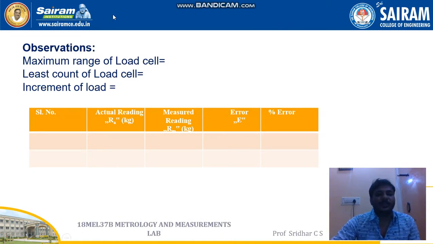In the observation, first we need to note down the maximum range of the load cell, the least count of the load cell, and the increment of load, that is, how much we are going to increment the load. Then we have the serial number, the actual reading, the measured reading, the error, and the percentage of error.